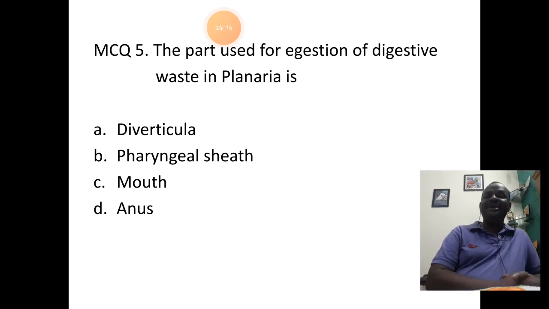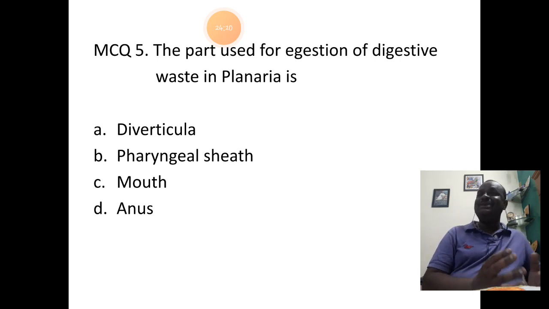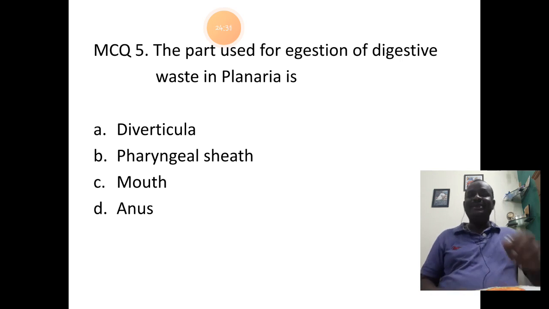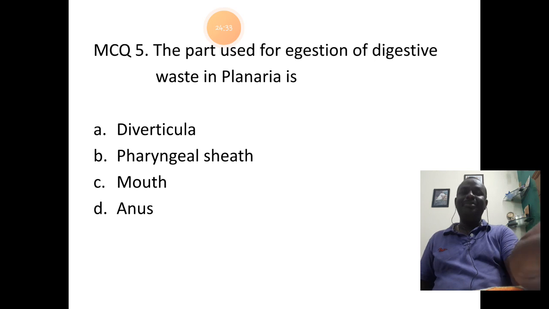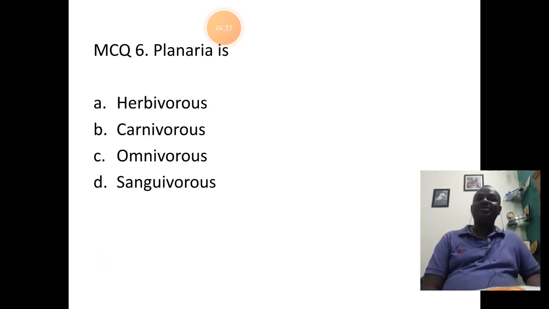Fifth question. The part used for the elimination of digestive waste in planaria is, so undigested waste of the digestive system is thrown out by which part? Diverticula, pharyngeal sheath, mouth and anus. So it is the mouth because it is an incomplete digestive system. So the answer is C. The next question.